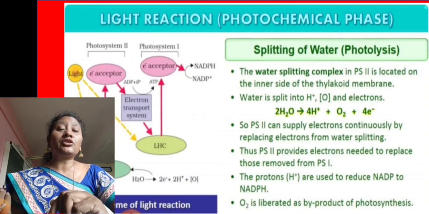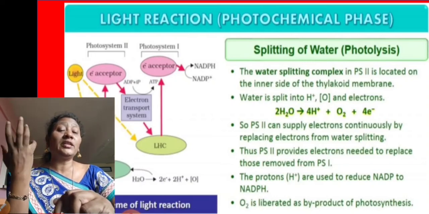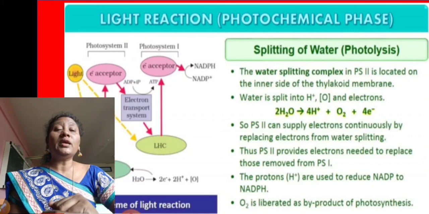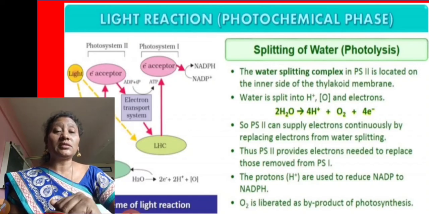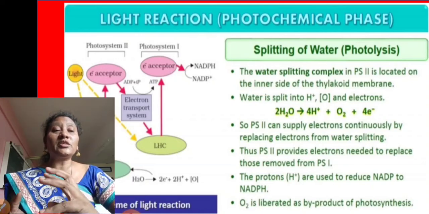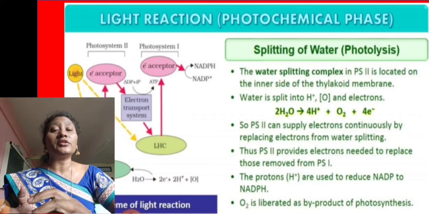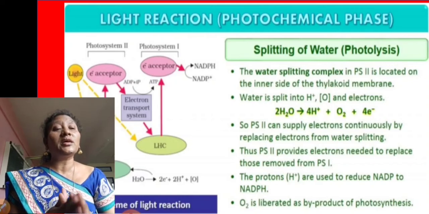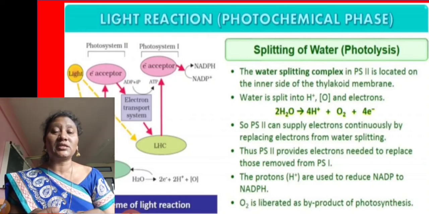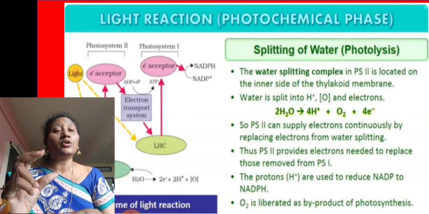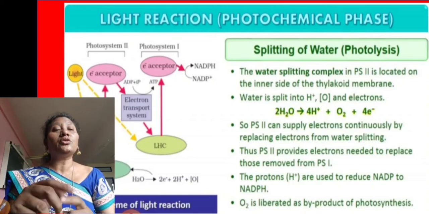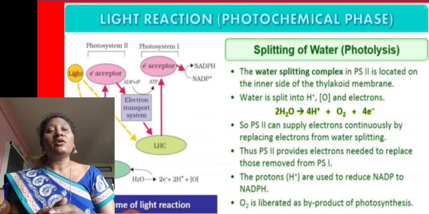Next is the splitting of water. When light is absorbed, electrons are excited and energy is released, and water molecules are broken down. The water splitting complex in PS2 is located on the inner side of the thylakoid membrane, inside the thylakoids. A group of thylakoids forms the granum. Inside the thylakoids, water is split into H plus, oxygen and electrons: 2H2O gives 4H plus, O2 and 4 electrons.